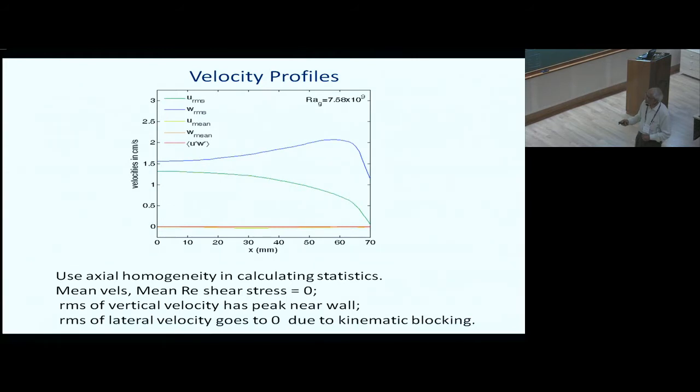And this is the fluctuations in the vertical velocity, and this is the fluctuations in the lateral velocity. This is the center of the pipe. At the wall, of course, all the fluctuations have to die down due to the no slip boundary condition. The lateral velocity, you can see, goes down to 0 much faster because of the kinematic blocking effect of the wall. Whereas the vertical velocity goes down much slower because this has to go to 0. And you get a peak here in the vertical velocity fluctuations.